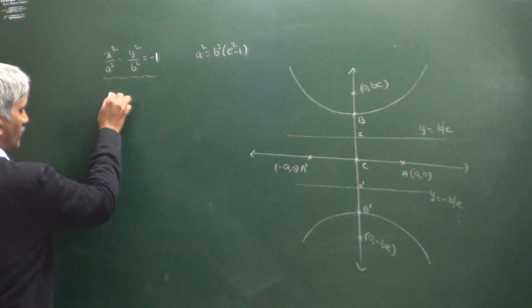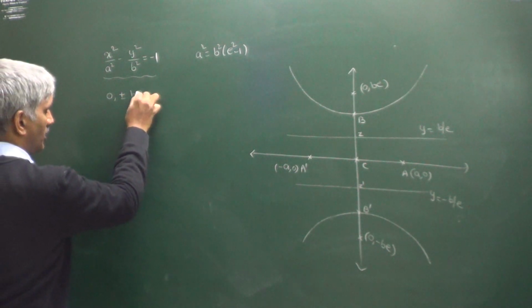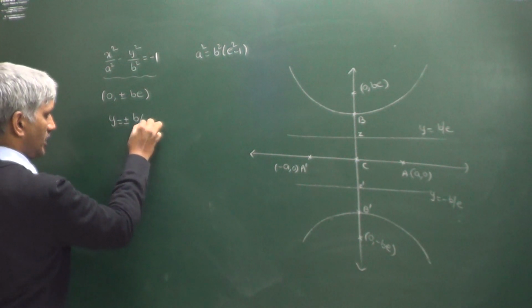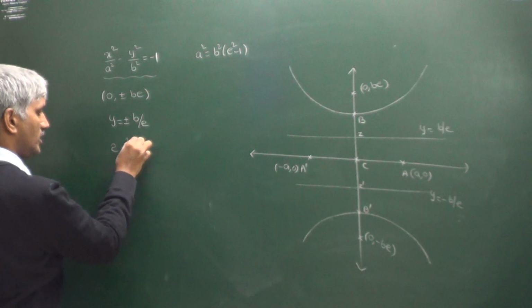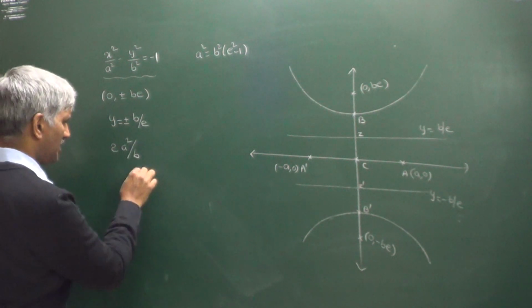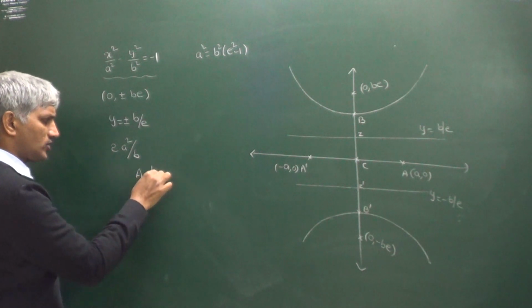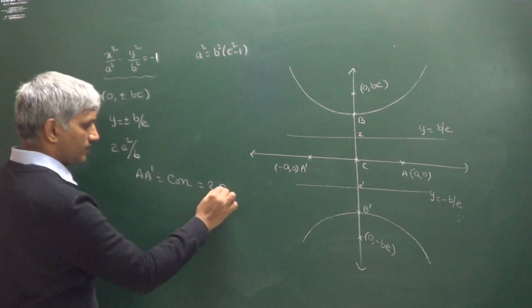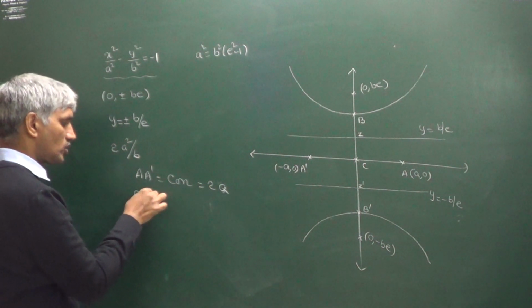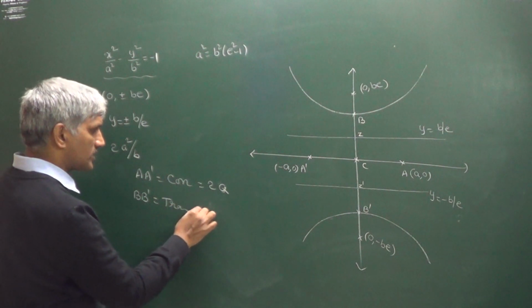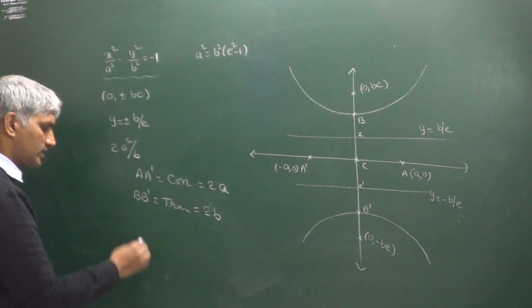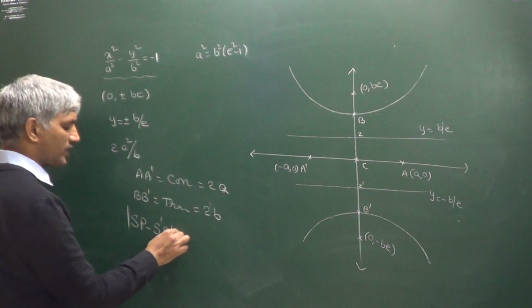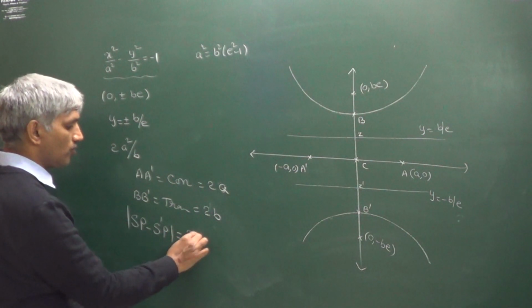Now, what about the coordinates of the focus? They are (0, ±be). The equations of the directrix are y = ±b/e, and the length of the latus rectum here is 2a²/b. Here we call AA' the conjugate axis, and its length is 2a, and BB' we call the transverse axis. The length of the transverse axis is 2b. At the same time, the difference of the focal distances, SP − S'P, is equal to 2b.